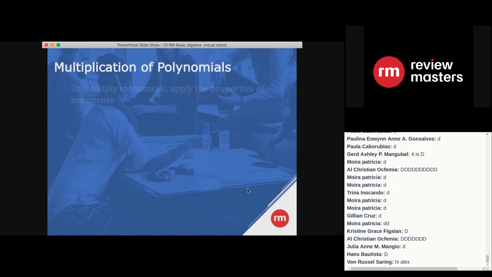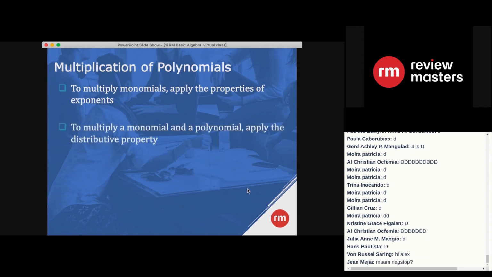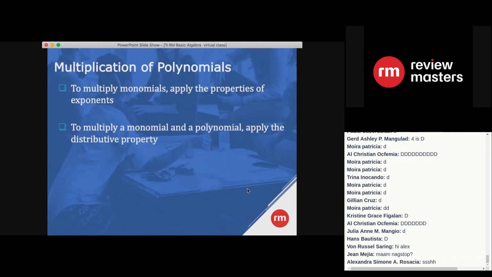Multiplication of polynomials. To multiply monomials, we apply the properties of exponents. Okay? Kasi kung dalawang monomial lang naman yan, then you just simply go back to the properties of exponents. To multiply a monomial and a polynomial, apply the distributive property. Okay? So, apply the distributive property.